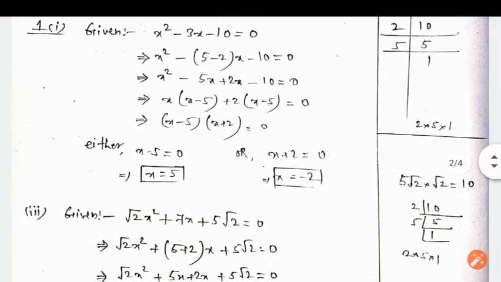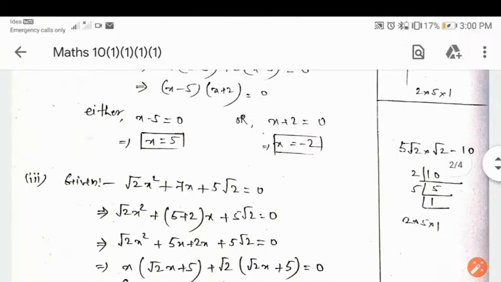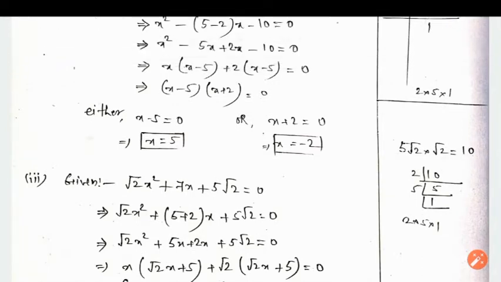Now since x minus 5 is common, I have taken x minus 5 common here, and what is left? x plus 2 is left, so I have written it in one bracket. So what are we getting now? We are getting x minus 5 times x plus 2 equals 0. So what do you mean by this? What is the sign between them? I think multiply is there.